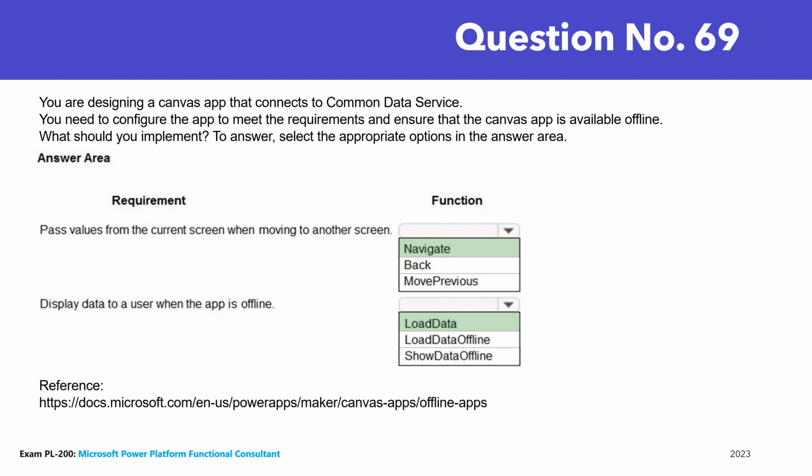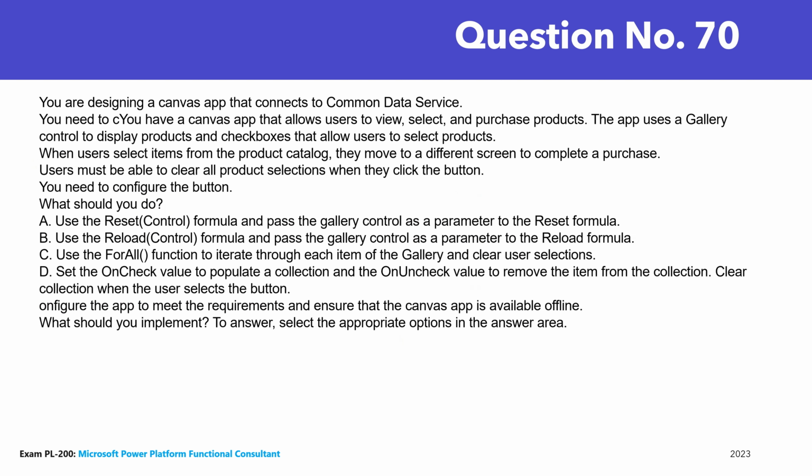Display data to a user when the app is offline. Function: Load data. You are designing a Canvas app that connects to Common Data Service. You have a Canvas app that allows users to view, select, and purchase products. The app uses a gallery control to display products and checkboxes that allow users to select products. When users select items from the product catalog, they move to a different screen to complete a purchase.